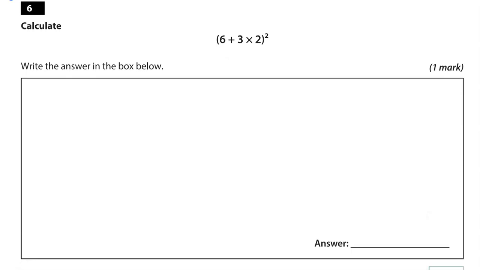Calculate 6 plus 3 times 2 all squared. So we've got to do addition, multiplication, as well as squaring here. Which one do we do first? That's where the order of operations comes in. So BIDMAS. Do we have brackets? Yes, we do. So we're going to do whatever is within the brackets first.